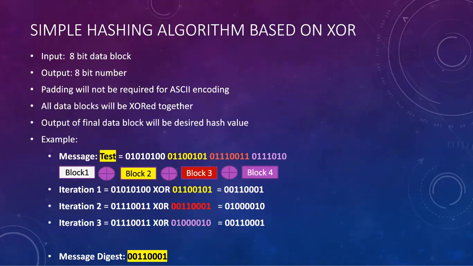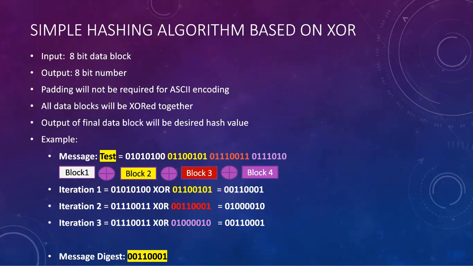So let's try to build a simple hash algorithm using the bitwise exclusive OR operator. Our hash algorithm will consist of 8-bit blocks, and it will give us an output of also an 8-bit number. We will not require padding if we are using ASCII encoding, because each character is converted into an 8-bit number. If we had decided to use a 6-bit block, then our final block would need some padding.